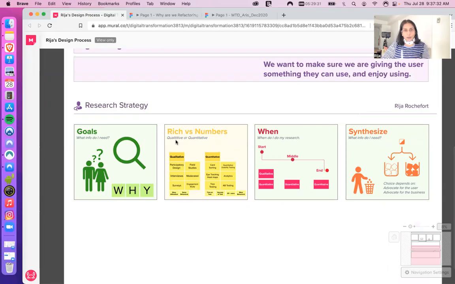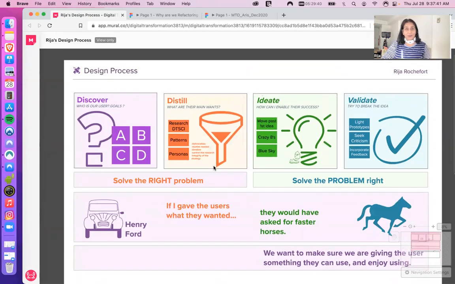So I want to ask specific questions to find out what the users want, what they like, what their current issues are, what their hopes and dreams are about it, kind of thing. And in the Distill, this is when patterns and personas will develop. So discover and distill help me solve the right problem to get to the nitty gritty. From there, we move on to ideate.